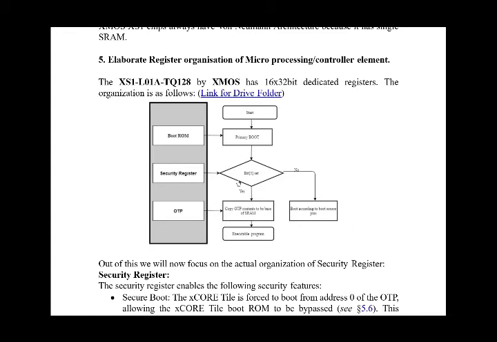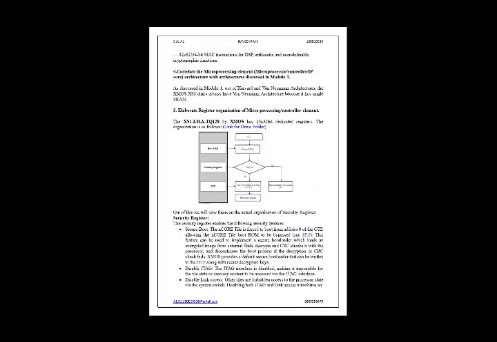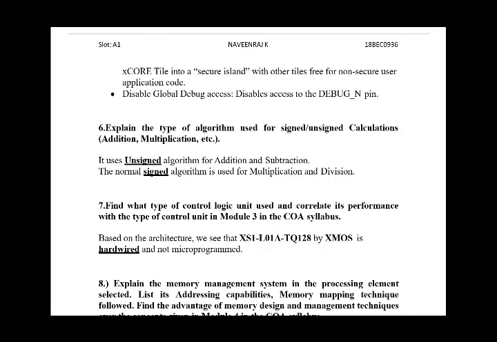Suppose bit 5 of the security register is not set, then the boot happens according to the boot source pins, which is nothing but the different modes. So that did not happen. We spoke about the security register, which is for the secure boot, disable JTAG, disable link access. We saw what a JTAG is. So let's go to the next one. Disable global debug access. We just saw everything about what a security register is.